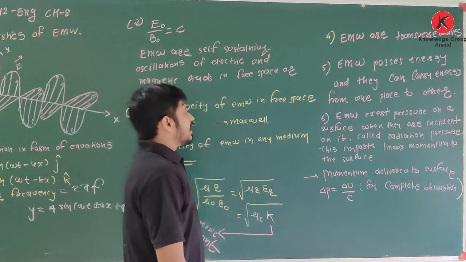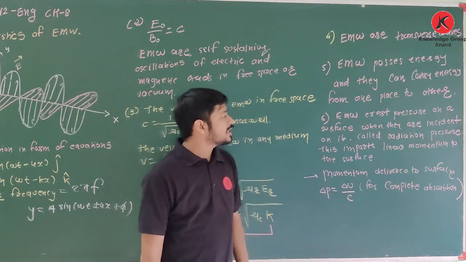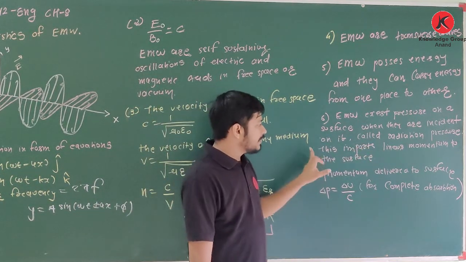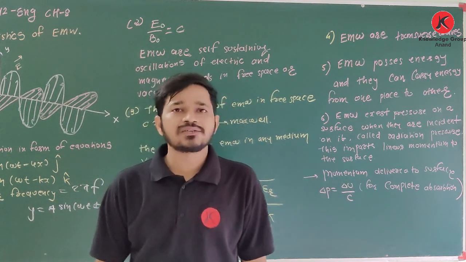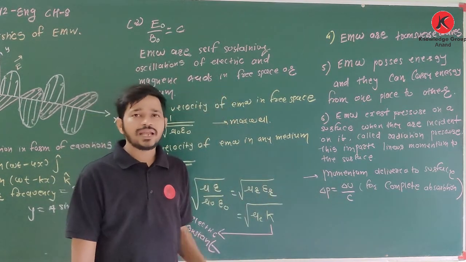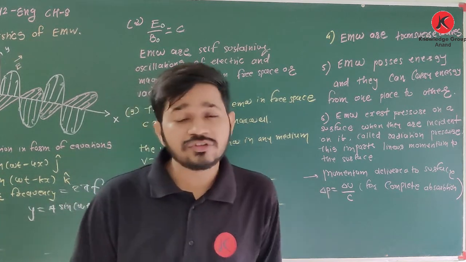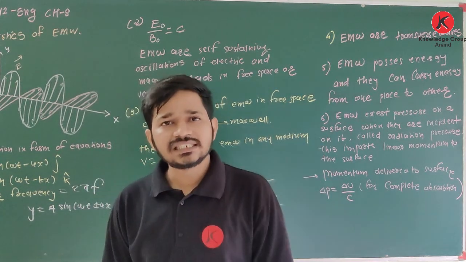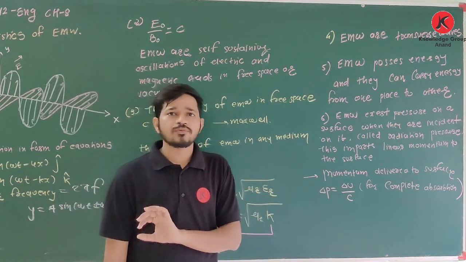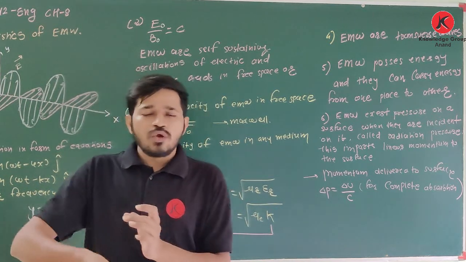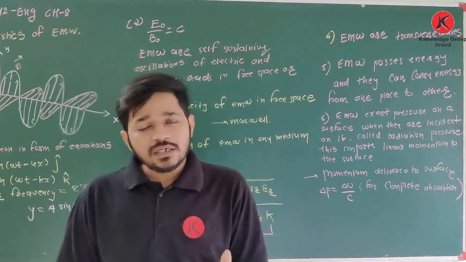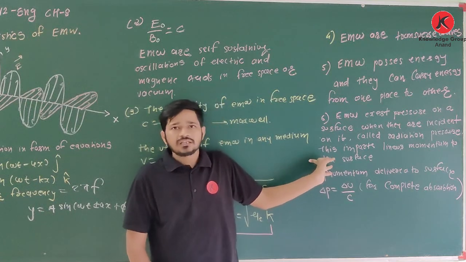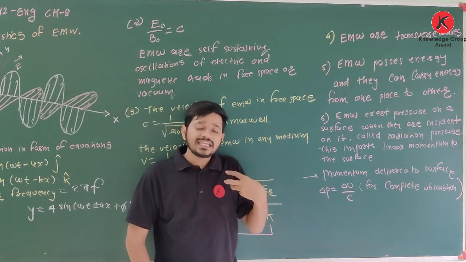Next one. Electromagnetic waves exert pressure on a surface when they are incident on it, called radiation pressure. This imparts linear momentum to the surface. How? See, whenever energy is incident on any surface, suppose delta U energy is incident in delta T time on area A, then energy incident means it exerts some force. Remember KTG, kinetic theory of gases. Whenever particles collide with the wall, they exert some pressure on the wall. So similarly, here on the surface, some pressure is created, and due to that it gets some momentum.